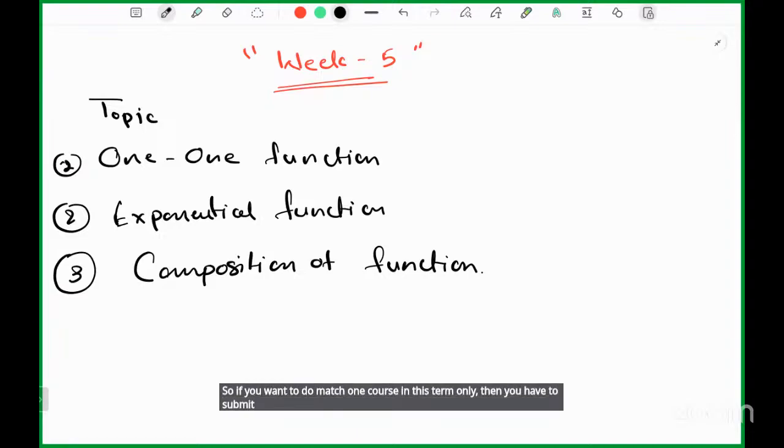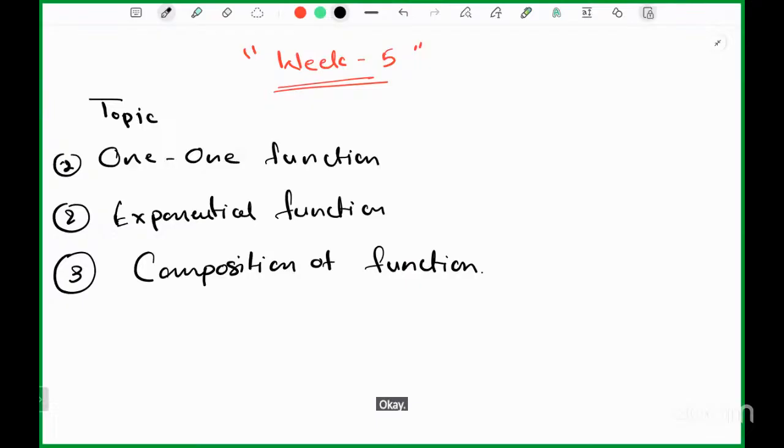Submit the week 5 assignment, and then you will go on. Okay. Yes, ma'am. So this is not a part of the qualifier exam, but it's a part of our course.